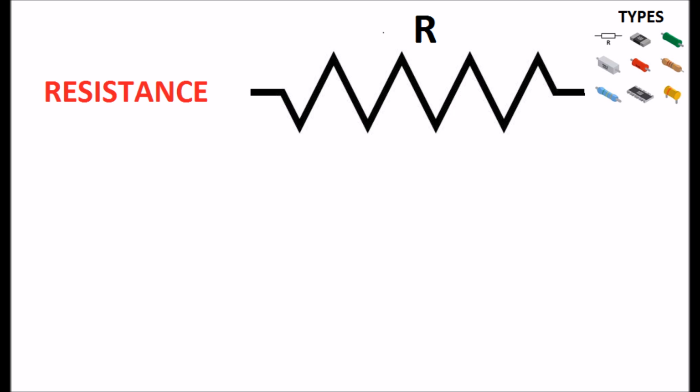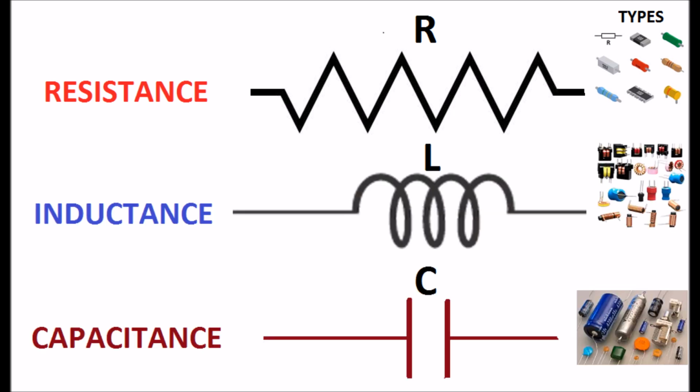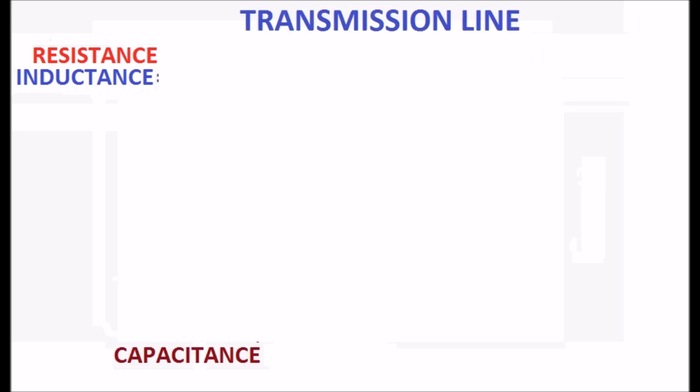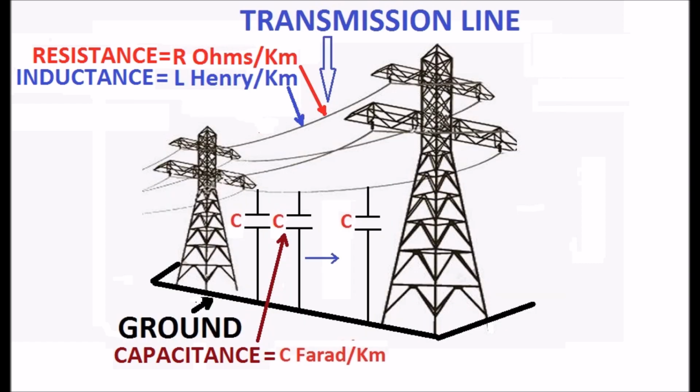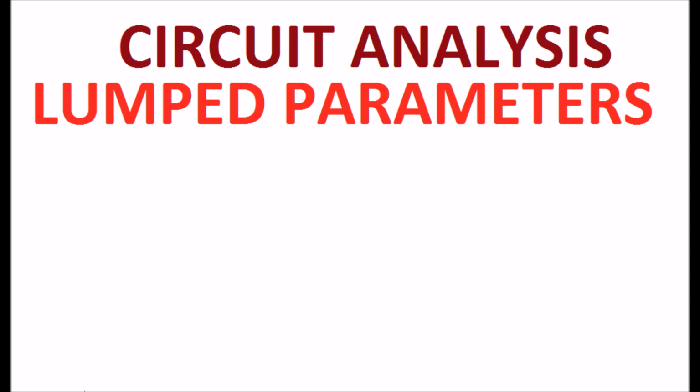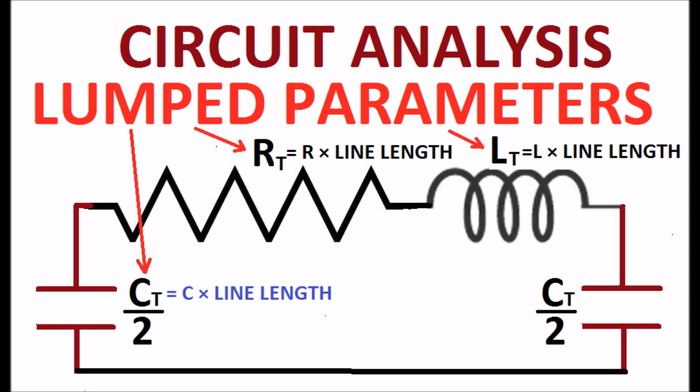The resistance, inductance and capacitance are called fundamental parameters of the electric circuits. Practically, these parameters are distributed in nature. As an example, consider the resistance, inductance and capacitance of a transmission line, which exist throughout its length as shown in the display. But for circuit analysis, the parameters are considered as lumped parameters as shown in the display.